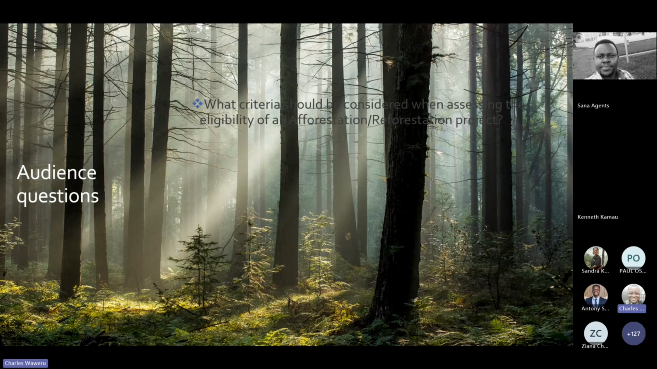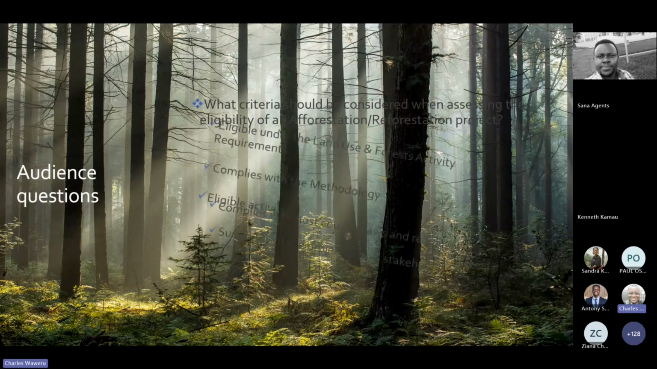I don't know if it's very clear on your screen, but a question to you: I want you guys to just think about it and tell me what criteria should be considered when assessing the eligibility of a reforestation project. I will give you about 15 seconds to throw in your answers, and then we shall look at some of the criteria that I use to assess eligibility. 10 seconds, and then we look at the answers. Please, again, this is a learning webinar, so there are no right or wrong answers. Okay. Please put down your responses.